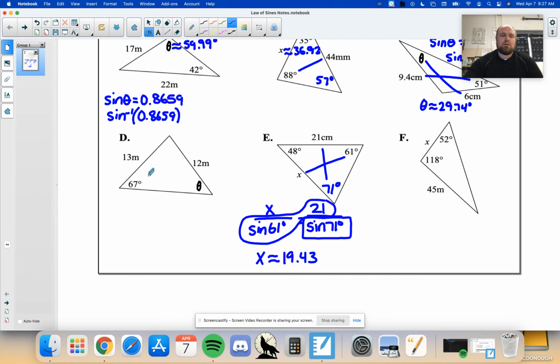Okay. For letter D, notice how these are across from each other and these are across from each other. So you're going to set it up using that. And because you're looking for theta, you're going to use an inverse at the end. And then for letter F, because X is across from this angle right here, you need to figure out what this angle is, because that's across from X. And that means that the 45 is across from the 52. So you're going to set it up as 45 divided by the sine of 52 equals X divided by the sine of this angle. And to figure out this angle, which is a very small angle, you're going to take 180 minus 118 minus 52, which would give you a 10 degree angle. So this would be 10, and that's across from the side length X.